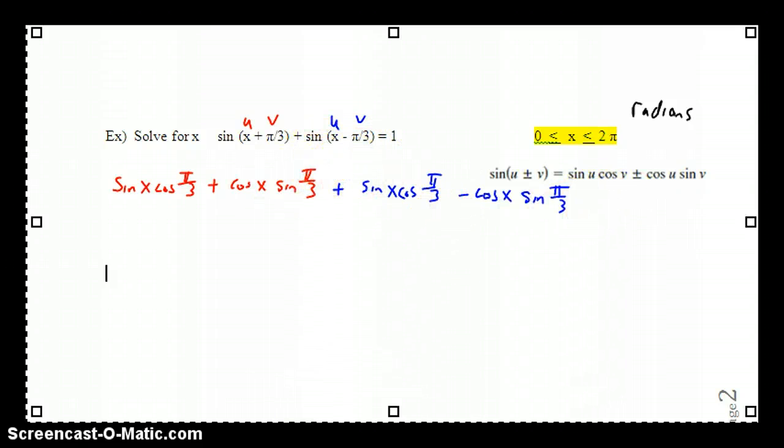And this whole thing should simplify, or should be equal to 1. So I'm going to try to simplify all of this and then solve. So the difference is I'm solving, not verifying. Alright, let's go to the unit circle.